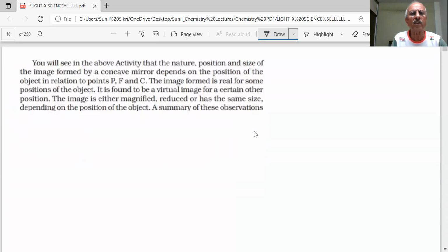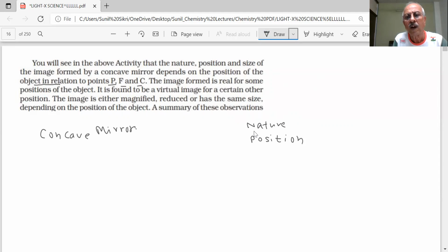If you perform the activity, the nature, position, and size of the image formed by the concave mirror depend on the position of the object. Important point. P, F, and C. If I have a concave mirror, what type of image will form? It says the nature of the image, position of the image, and size of the image. 3 important points I'm telling you.